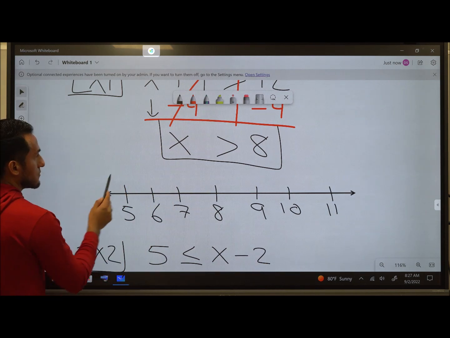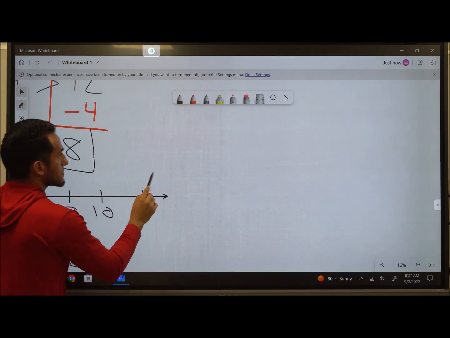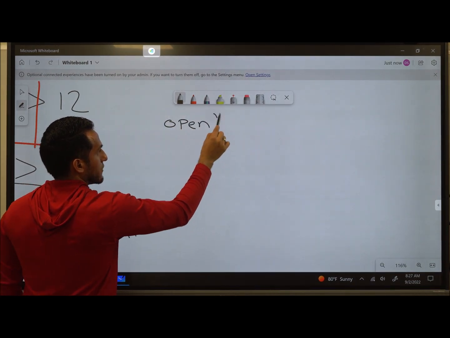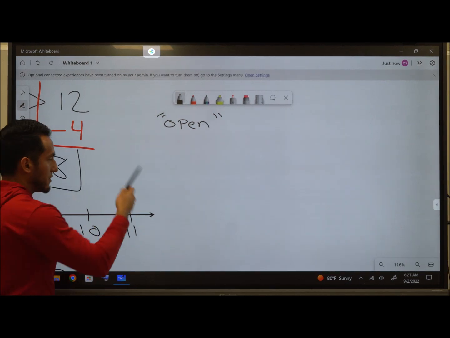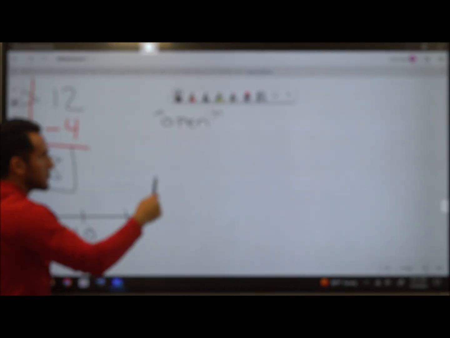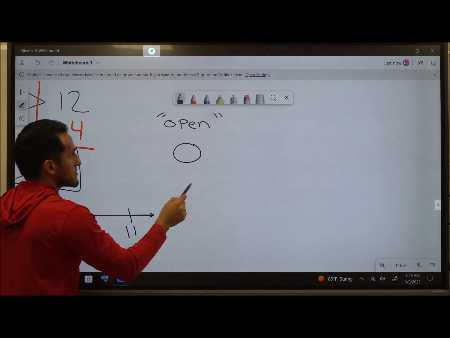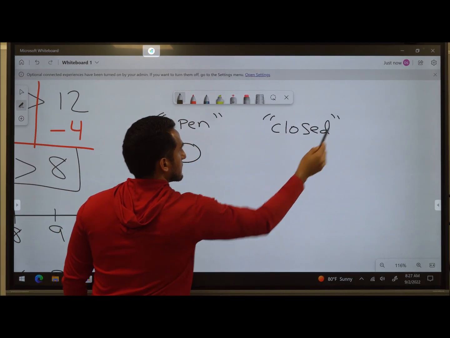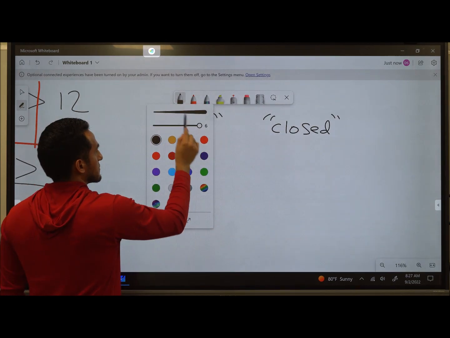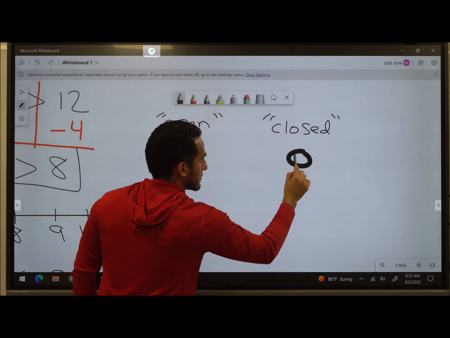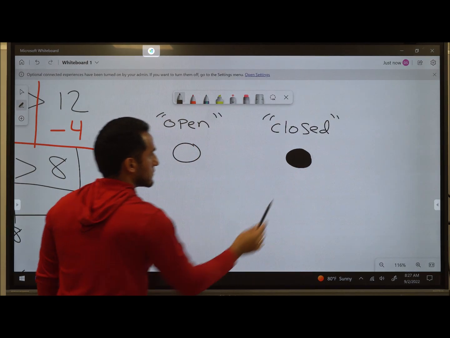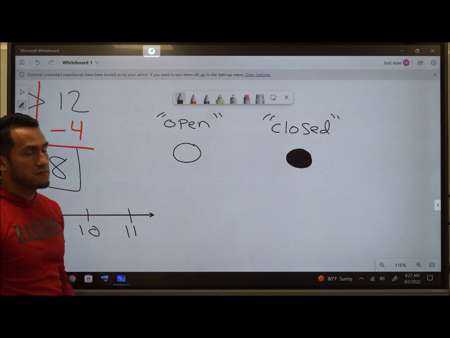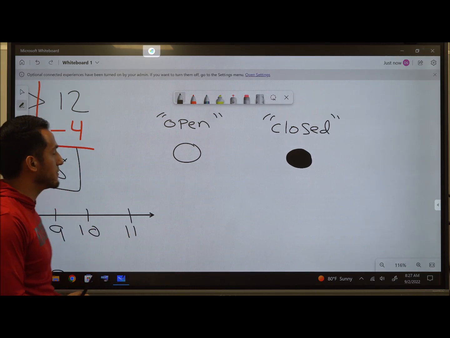So on the circles, there's 2 types of circles. There is an open circle. So go ahead and write this down in your notes. Keep it on the side note, on the left side, on the top, bottom, wherever you have space. You have an open circle, and then you have a closed circle. Now, how does a closed circle look? It's the same thing, but just shaded. Okay, so it's just shaded. Shaded circle means closed. Open circle means that the number is not included.